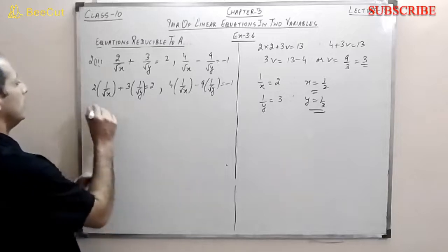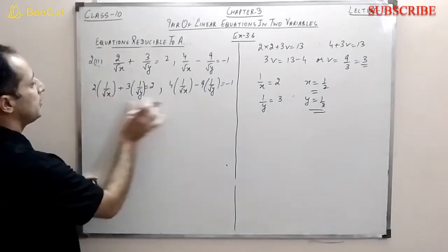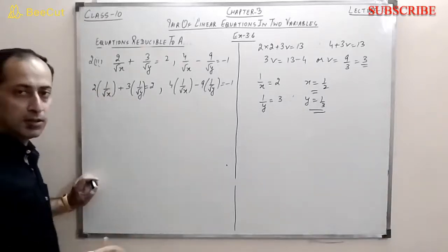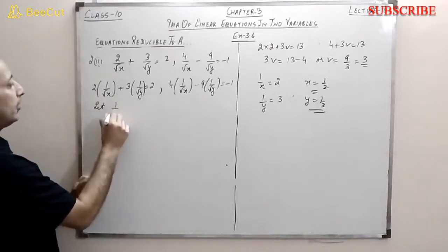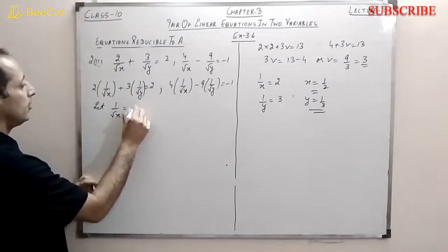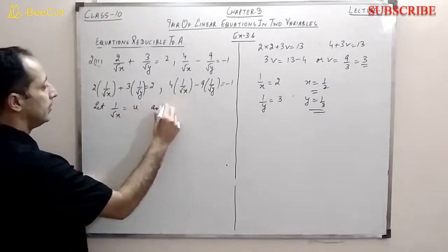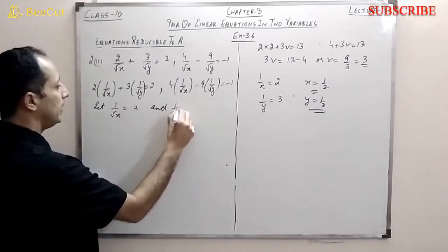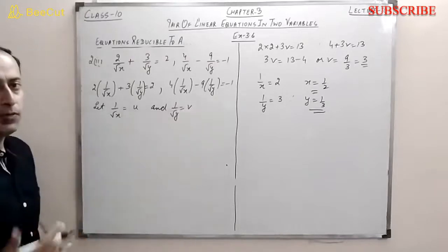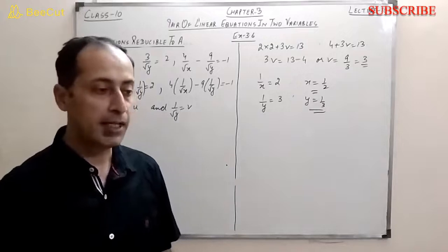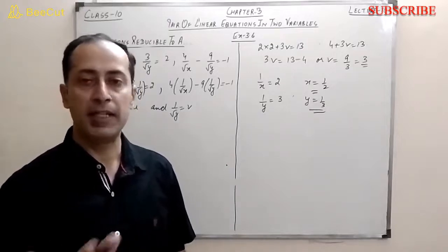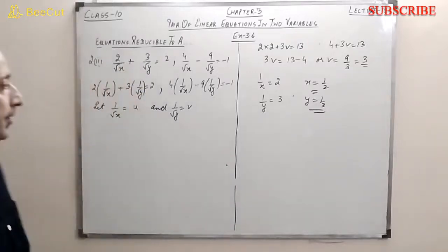Now what? See, if you see clearly in both equations, the brackets are common. So what we can do? We can suppose let 1 by root x is equal to u and 1 by root y is equal to v. Instead of u and v, you can take other variables also. You can take p and q. You can take v and w also. That is your choice, right?